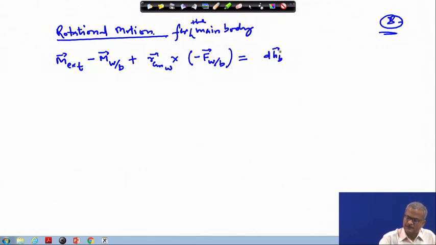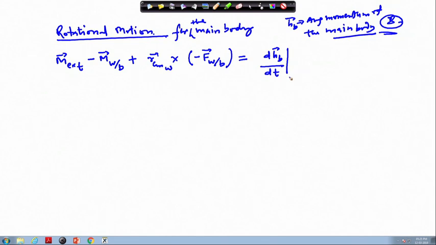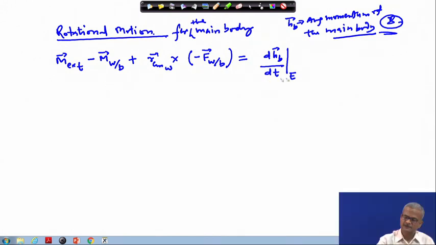So, if b is the angular velocity of the body, so dhb by dt, and hb is the angular momentum, not angular velocity, angular momentum of the main body, excluding the wheel, and we have to take the derivative with respect to the inertial frame. So, all the torque acting on the system is on the left-hand side, and on the right-hand side the rate of change of the angular momentum, and together with this, we will have the extra term V0 cross the corresponding center of mass of the main body.